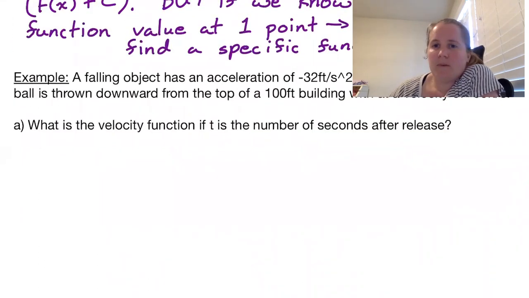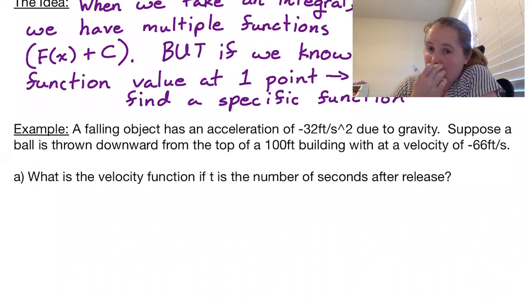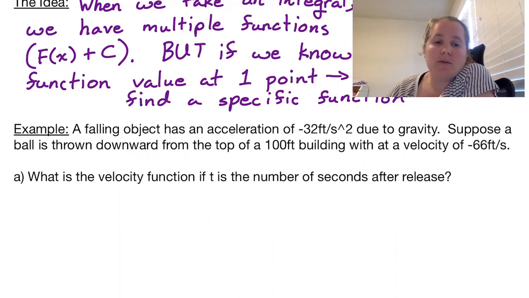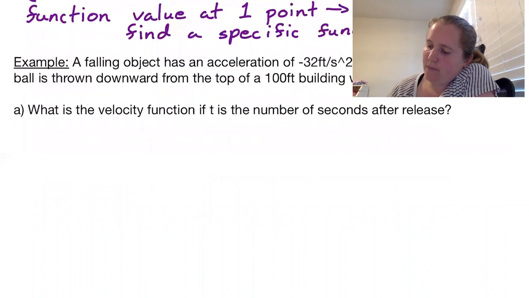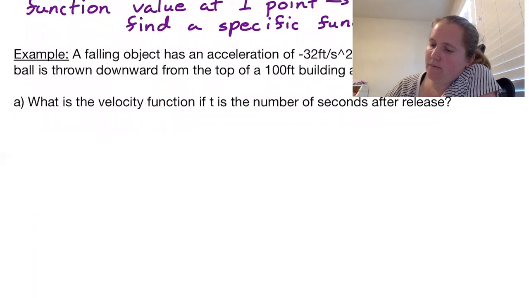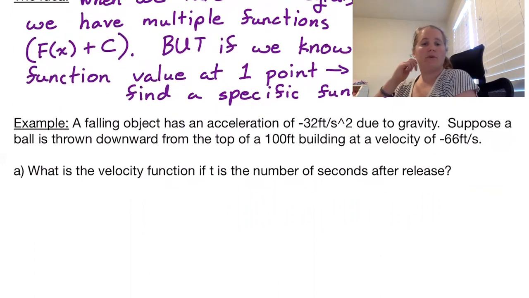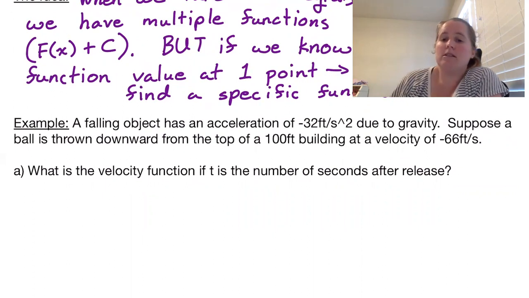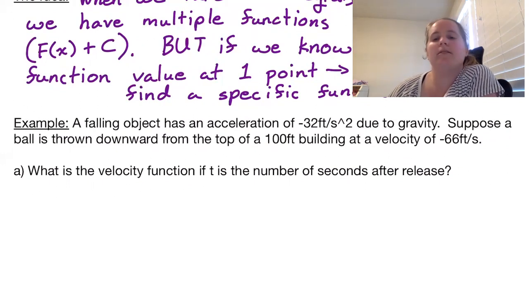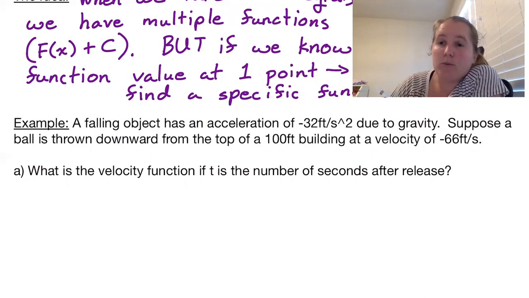So in this problem, we have that a falling object has an acceleration of -32 feet per second squared due to gravity. Suppose a ball is thrown downward from the top of a 100-foot building with a velocity of -66 feet per second. Then I want to know, what is the velocity function if t is the number of seconds after release? So in real life, we should have one specific velocity function, right? This is a real true situation.